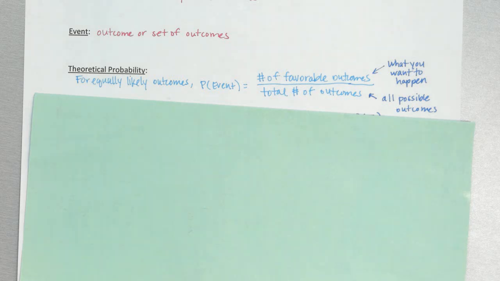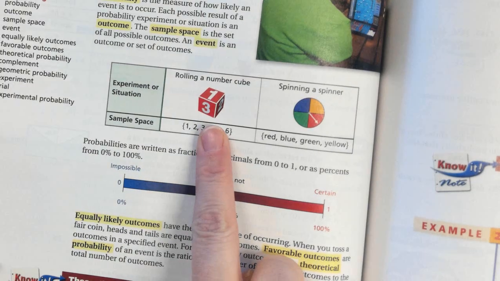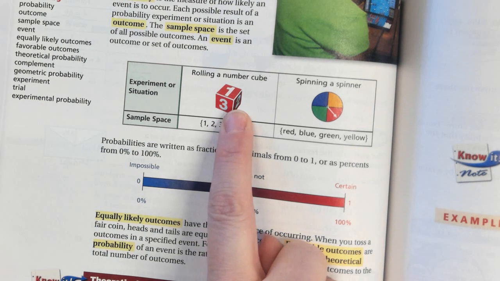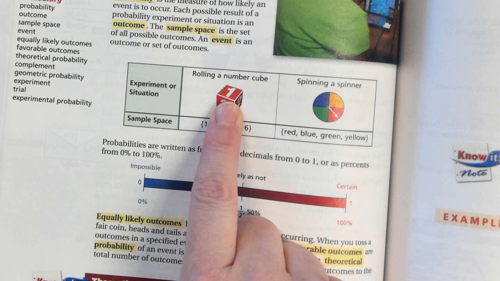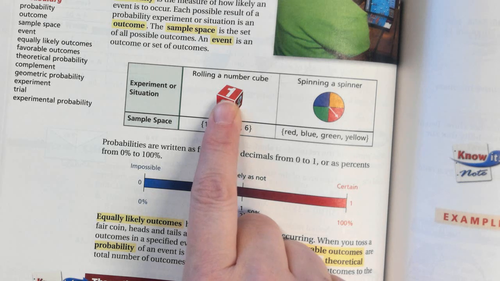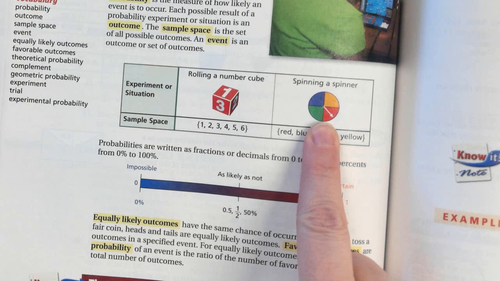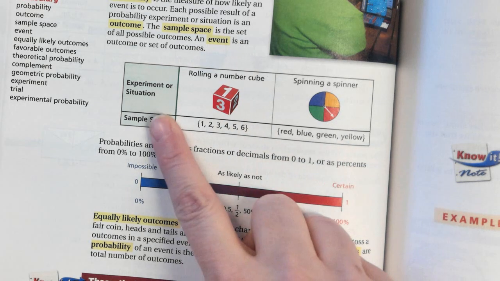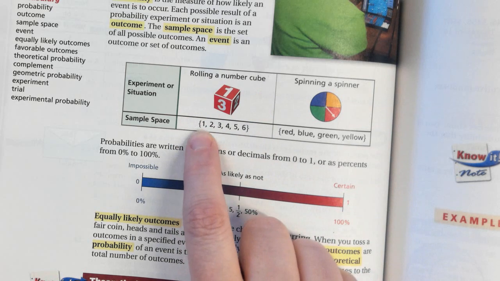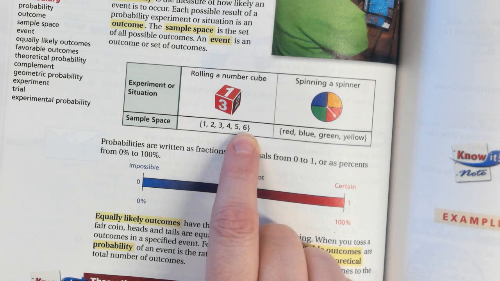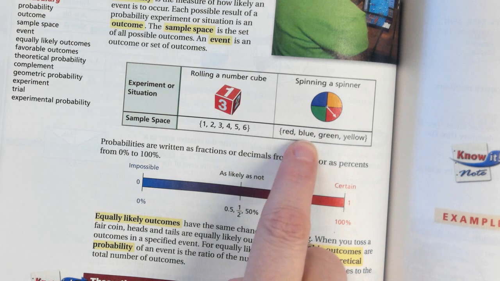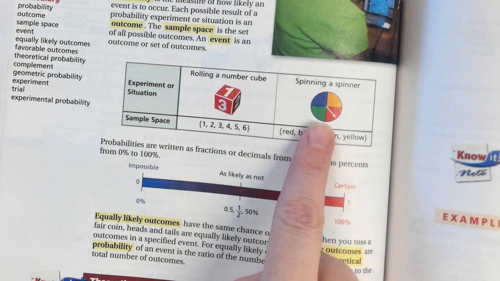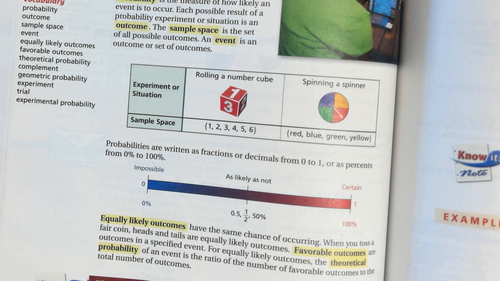All right, so like I said, I'm going to show you this page in your book. And this is something common that we're going to talk about. They call it rolling a number cube, which is the same thing as rolling a die. And then spinning a spinner. Can you guys think of any games where you use a spinner? Yeah, Twister. So the sample space, when you have a number cube, is you could roll a 1, a 2, a 3, a 4, 5, or 6. For this spinner in particular, it would be the red, blue, green, and yellow. That's the sample space. And then the event that we talked about was flipping a coin.